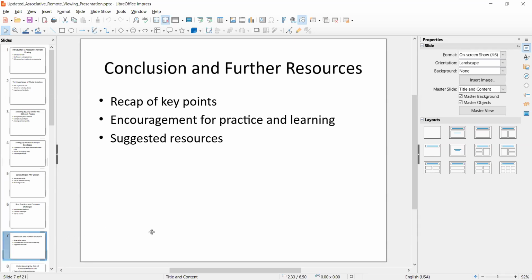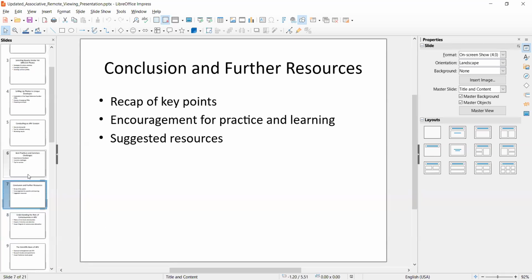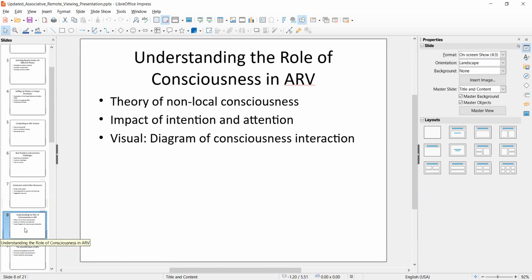So practice, set up your own photo pairs, go find some on a bunch of different websites. I don't like AI pictures because I find that there's not a lot of entropy in a falsely generated AI picture. So I like real photos taken by real folks of real stuff and real situations. I think it has more energy and it's easier to remote view. That's my own personal bias.